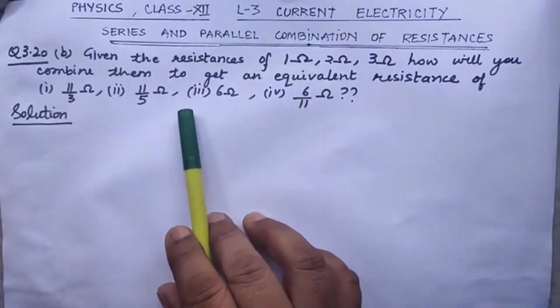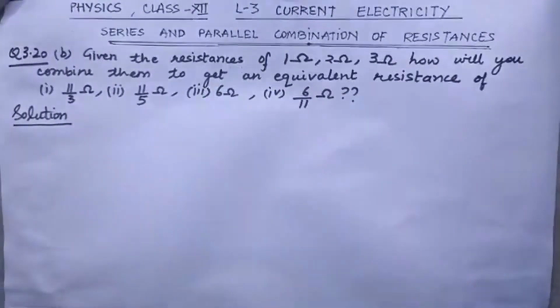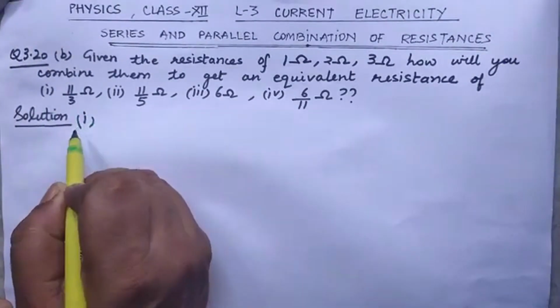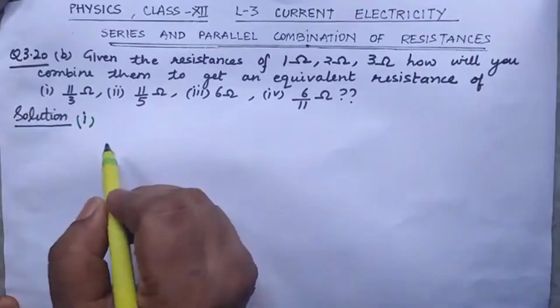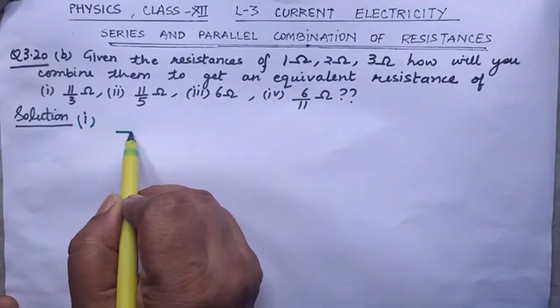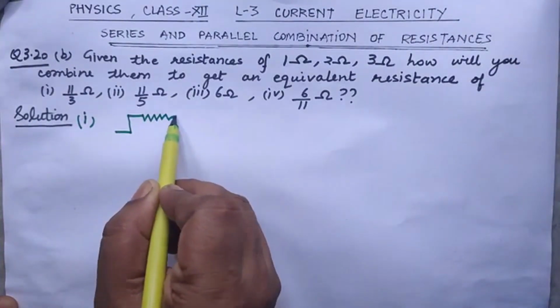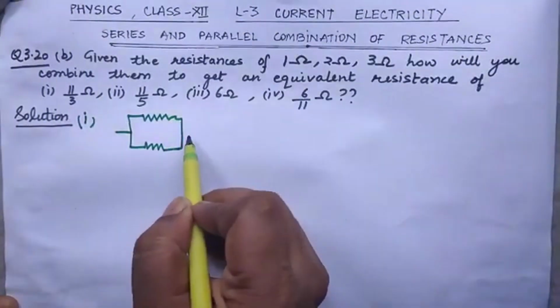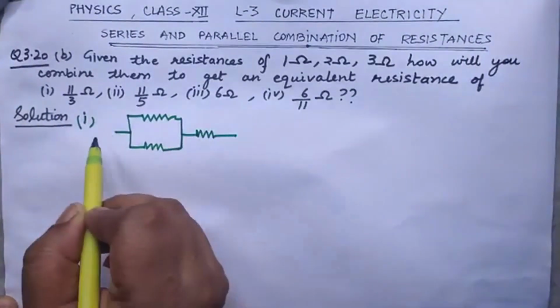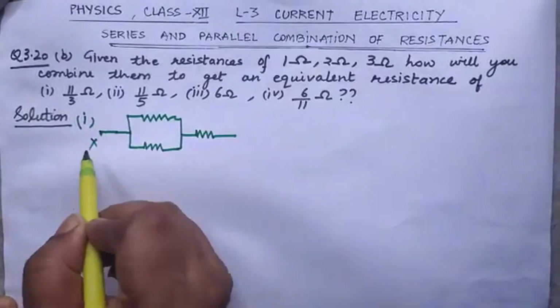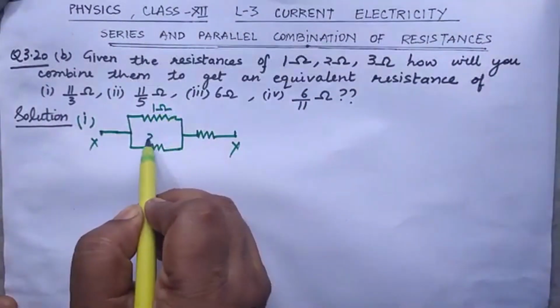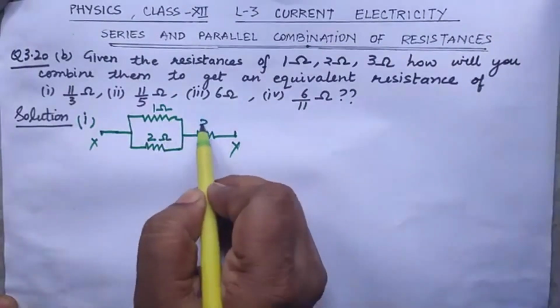So let's start with the first part of the question. The first part says we need to get 11 upon 3 ohms. So for that we will draw 2 resistances in parallel, and with this parallel combination we will draw 1 resistance in series. This is the XY point. If this is 1 ohm, this is 2 ohm and 3 ohm.